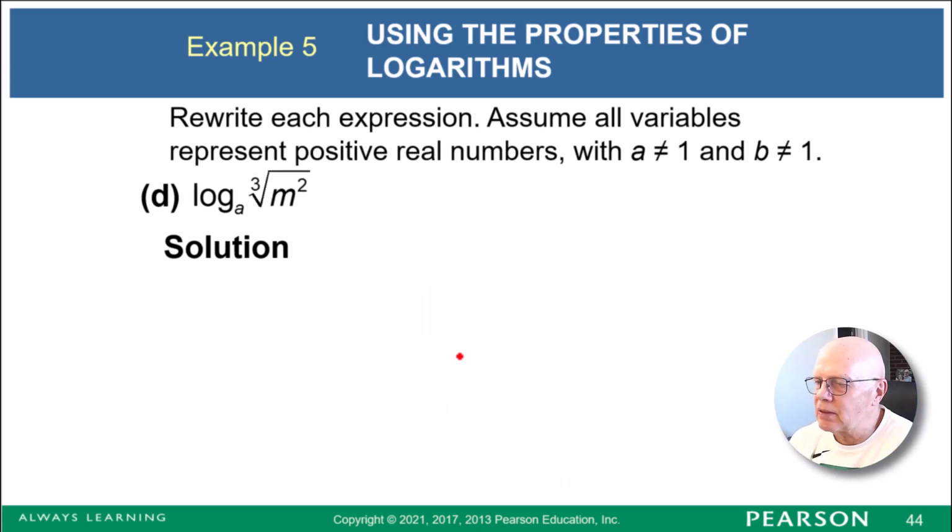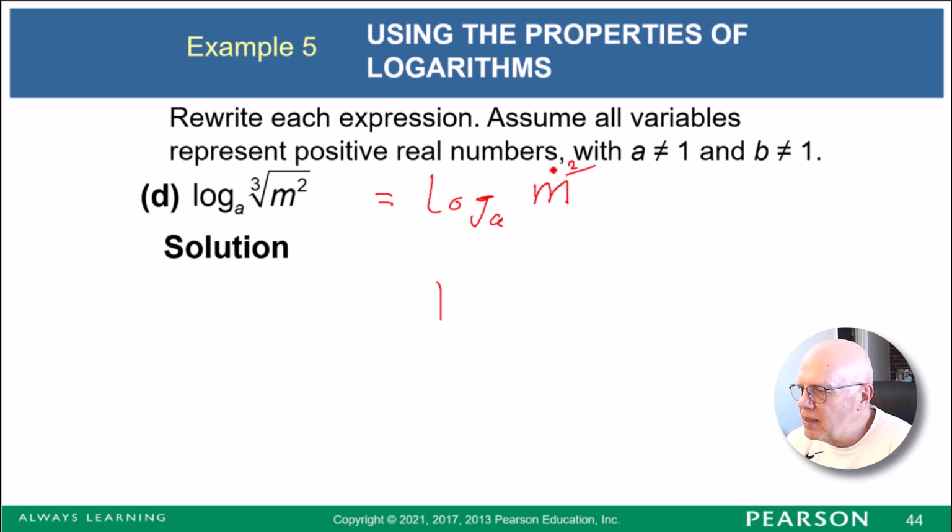Okay, how about this one? How do you rewrite that one? First of all, write it log base a, m to what? Well, here's the power. So we have 2, and we have a root of 3, so it goes on the bottom. Then what? 2/3 is the power. So what are we going to do?